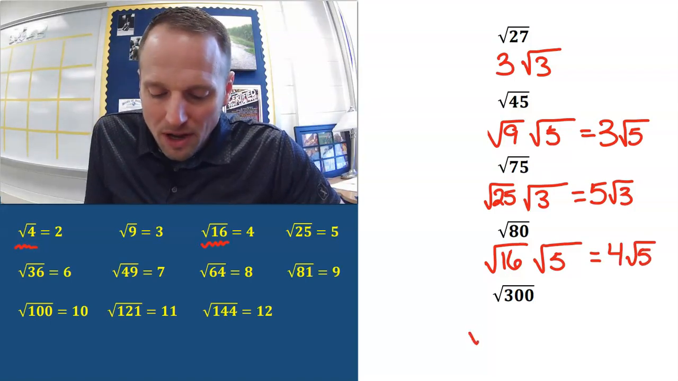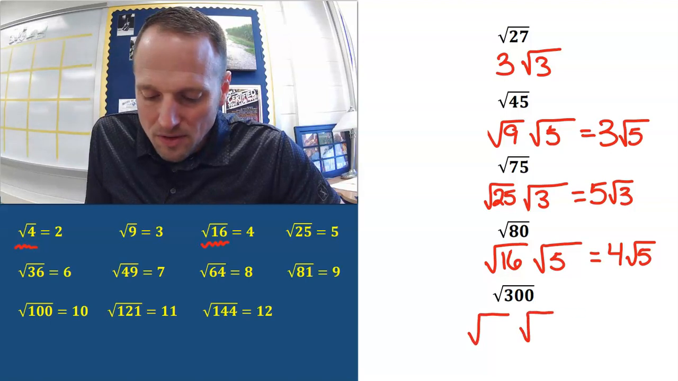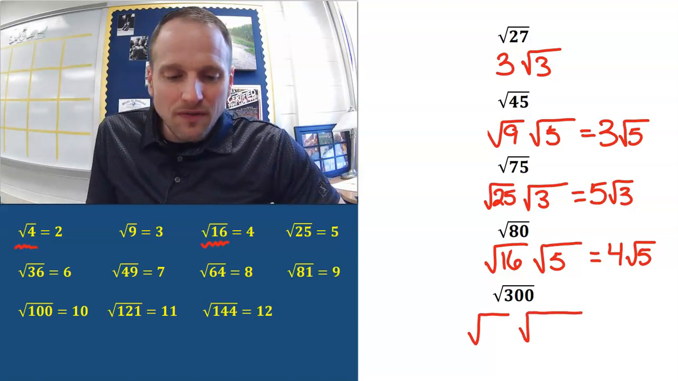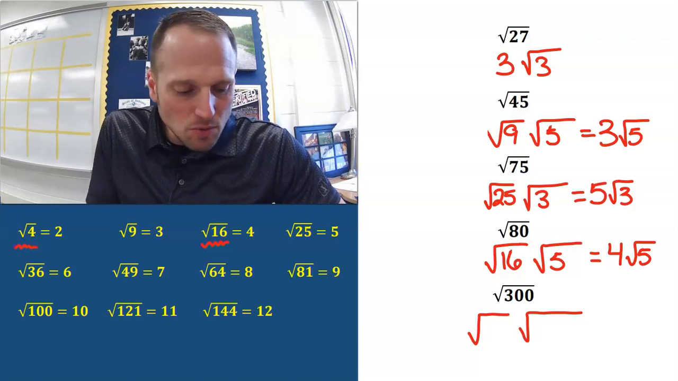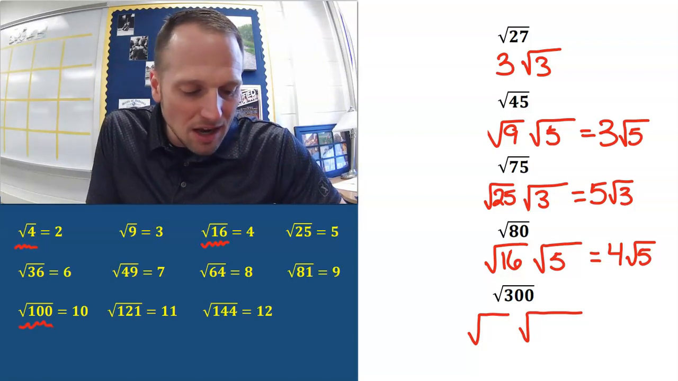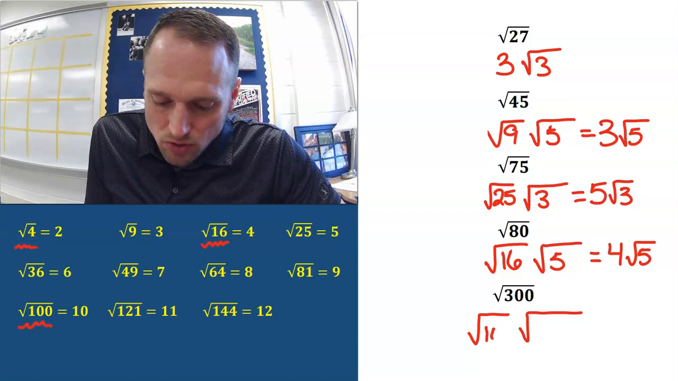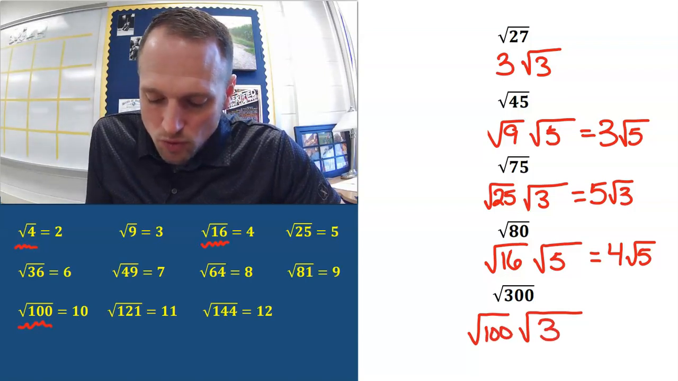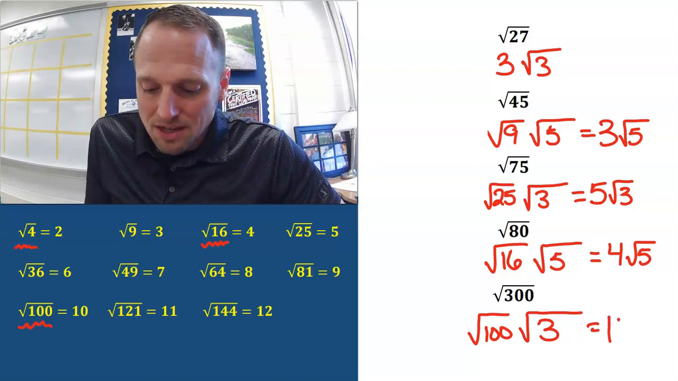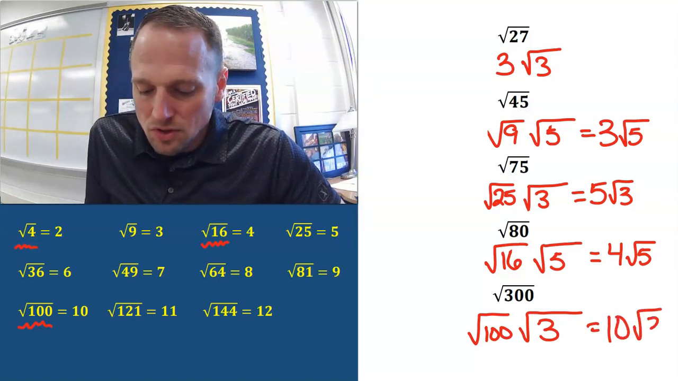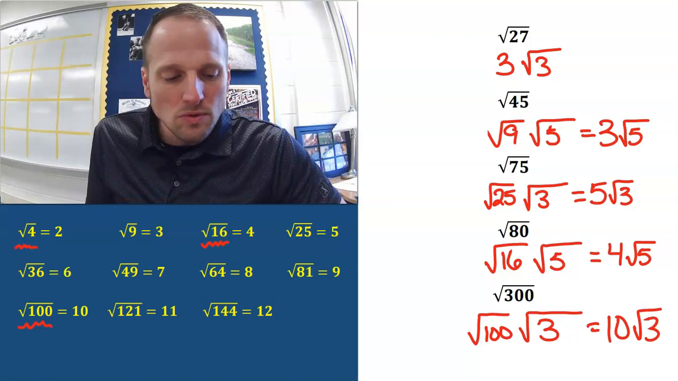How about root 300? I bet you already see it. What's the biggest factor of 300 that's a perfect square? Well, that's going to be 100. So we're just going to call this root 100 times root 3. And the square root of 100 is just 10. So this is just going to be 10 root 3.